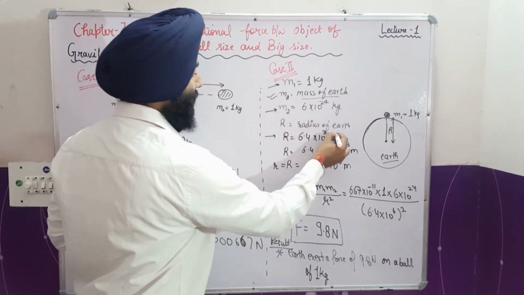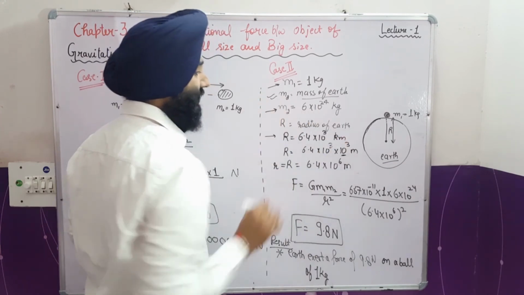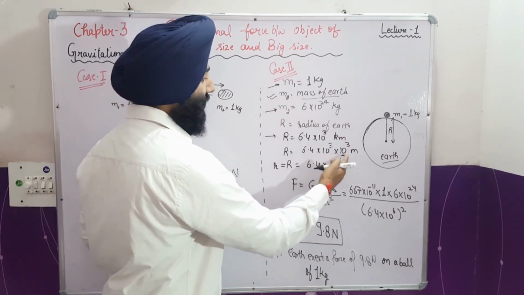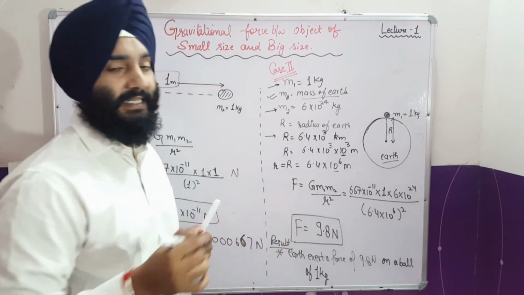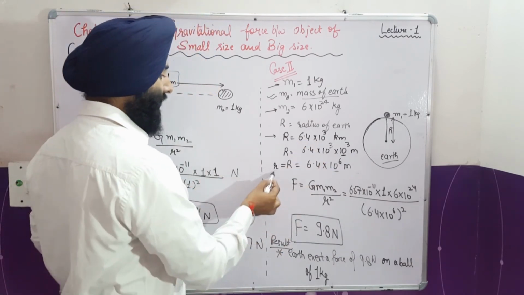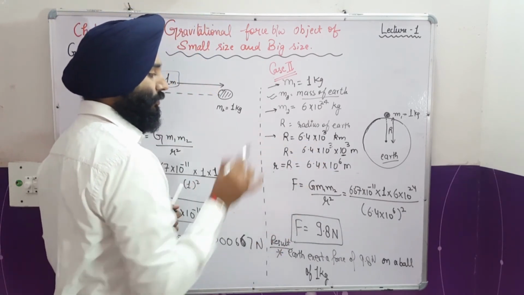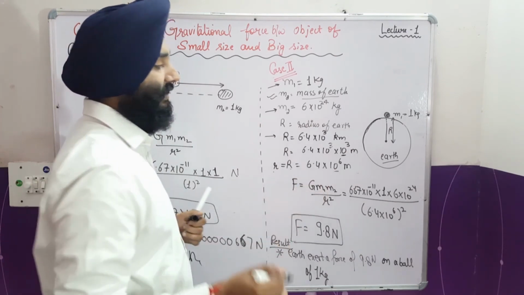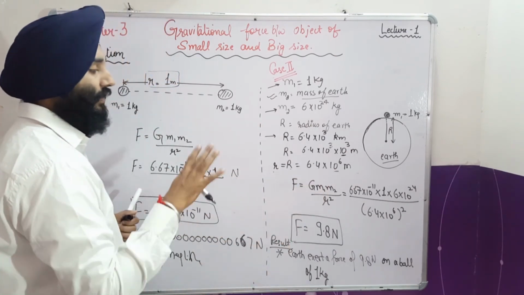Our SI unit of distance is meter. That's why I changed kilo to 10 raised to power 3. So 10 raised to power 3 plus 10 raised to power 3 is 10 raised to power 6. So here the value of small r, which is equal to the radius, is 6.4 into 10 raised to power 6 meter. So now we know the formula.